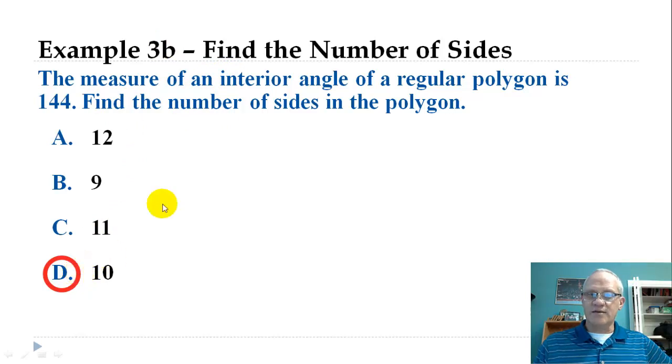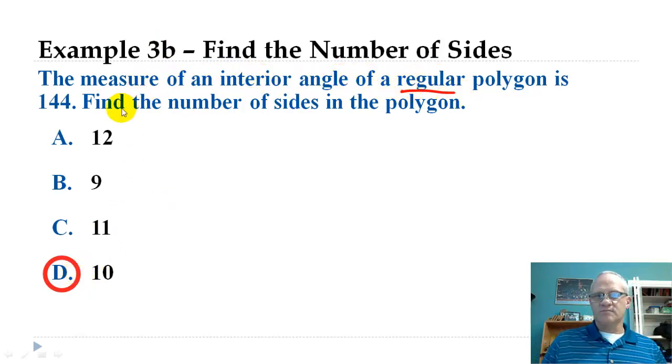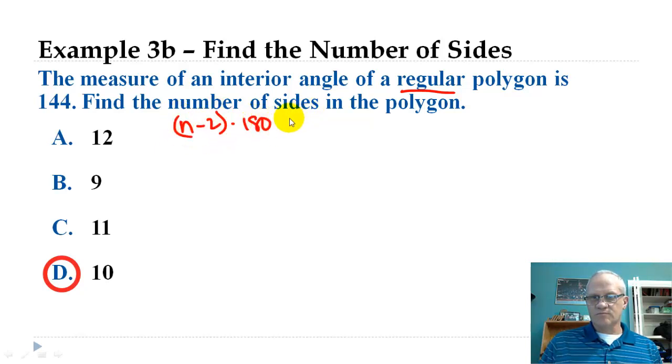You see it's going to be 10, but it says the measure of an interior angle of, again, a regular polygon is 144. Find the number of sides. So remember what we did, just like before, I'm going to use the formula, n minus 2 times 180, and that will have to equal, since each angle has to be 144, 144 times however many sides there are.